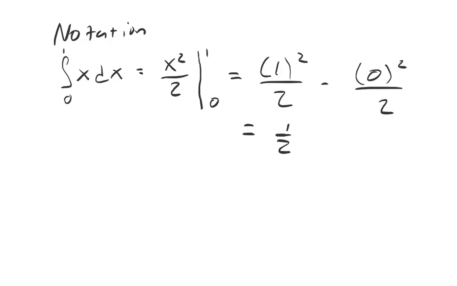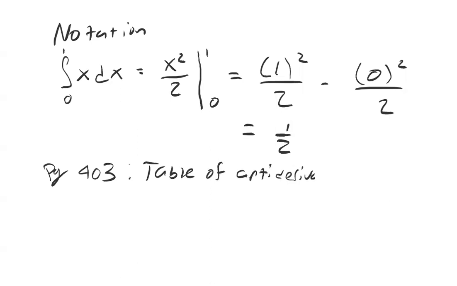And if you look in the book on page 403, you have a big table of antiderivatives. You don't have to memorize every single one of them. You'll use a lot of these enough that they'll just stick in your head. The important ones to memorize are the ones that we don't know how to derive yet.